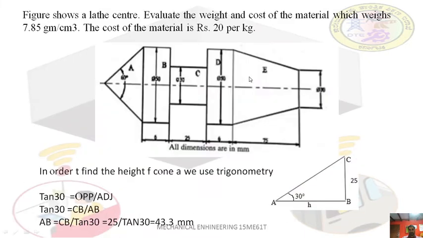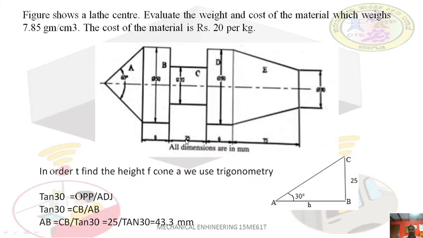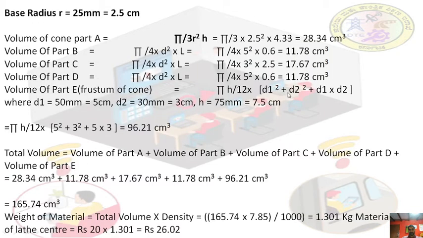pi by 4, 5 square into 0.6, 11.78. The volume of C, again it is a solid cylinder of length 25 and diameter 30. So pi by 4, 3 square into 2.5, 30 is 3 centimeter. Length is 25, so in terms of centimeter, 2.5. So pi by 4, 3 square into 2.5, 17.67. Volume of D and B are same.